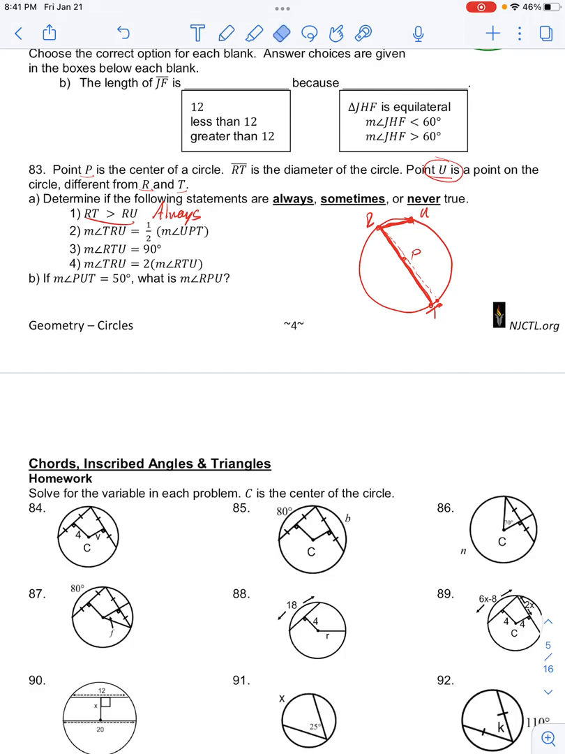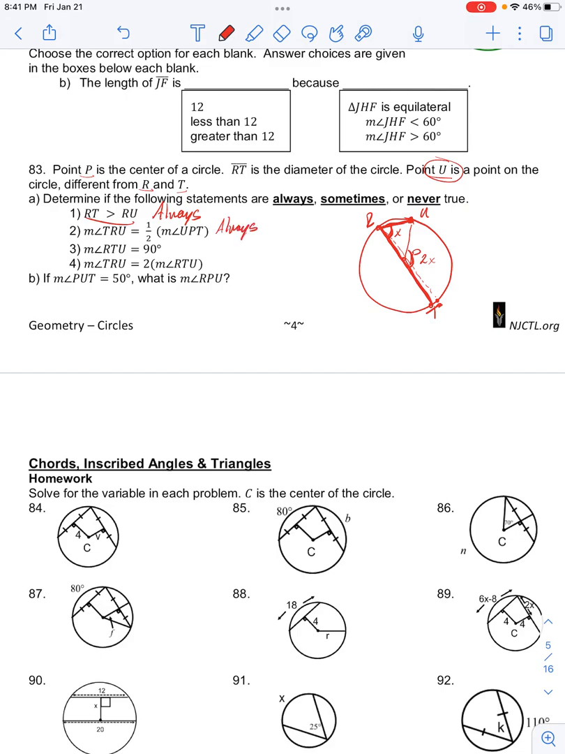Now let's look at number 2. So we have the measure of TRU, this angle, is 1/2 the measure of UPT, which is this angle formed here. By the inscribed angle theorem, we know that if this angle is x, then this angle has to be twice the measure, 2x. So this holds always true.